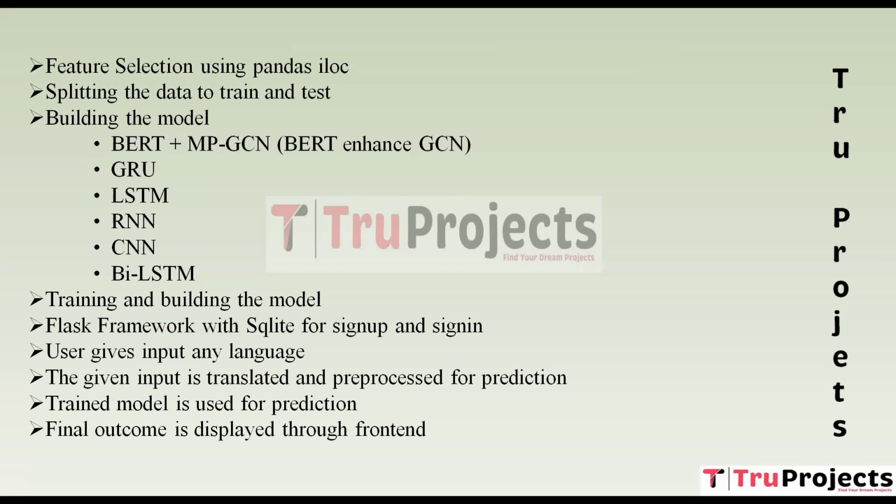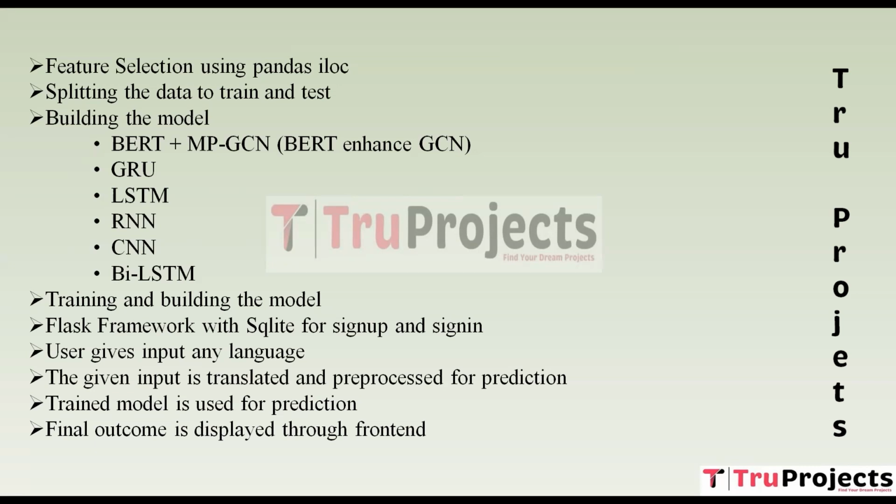GRU, Gated Recurrent Unit. GRU is a type of recurrent neural network (RNN) used for sequential data processing. It's often used for tasks like text classification, sentiment analysis, and sequence-to-sequence tasks. In this module, GRU is likely employed as part of the model architecture.